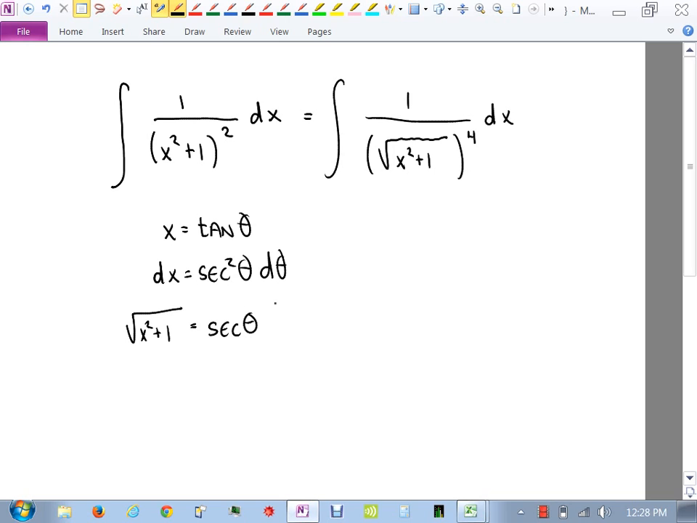I'm moving quickly through this because we've done a few, and that all right? Can we rewrite the problem? 1 over, let's see, the bottom is that square root. It's secant to the 4th theta, right? And the dx is secant squared theta d theta. So if you cancel 2 of them, you're left with a secant squared on the bottom, which is really cosine squared.